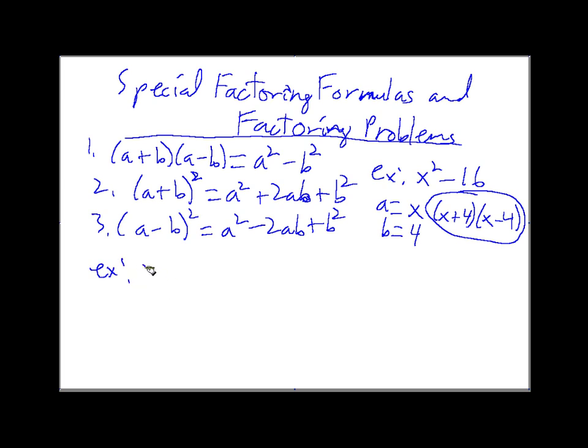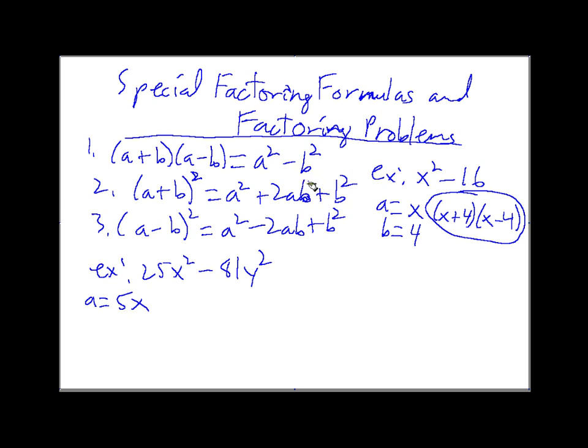Let's take a look at 25x squared minus 81y squared. Again, we have the difference, and we have two perfect squares again. So if a squared is 25x squared, then clearly you see that a must be what? 5x.